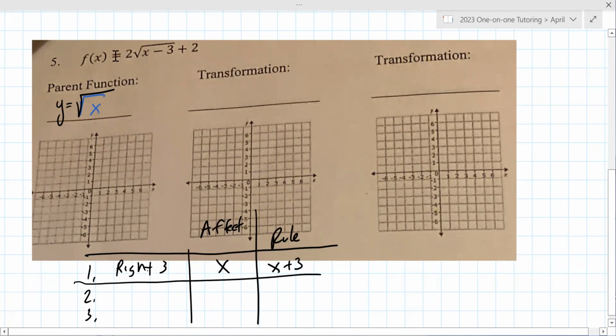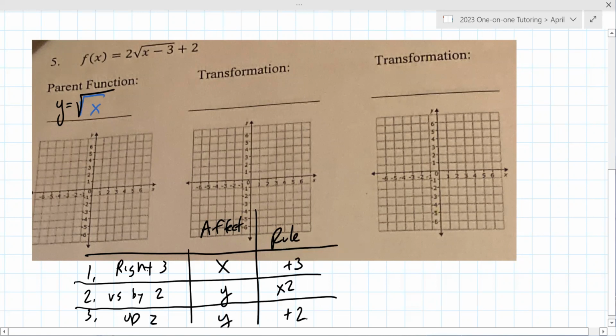So the second one is this 2 on the outside. That's a vertical stretch by 2. It affects the y value. And you take your y value and you multiply it by 2. Or somehow you indicate like times 2. The last one here, maybe do it without the variable. The last one here is the +2 on the outside. So that's up 2, and that only affects the y, and then you add 2 to the y.